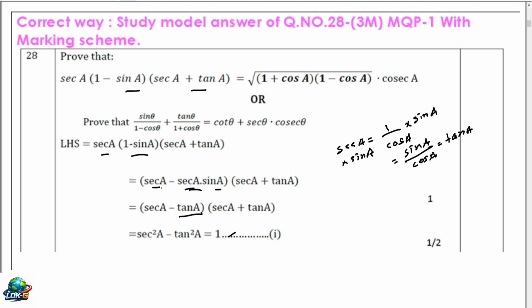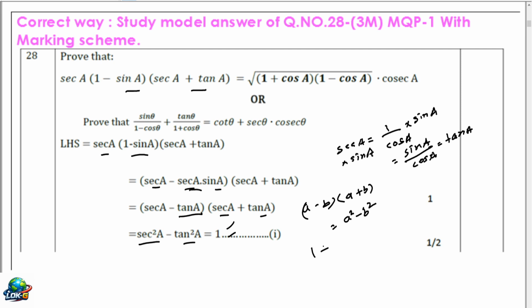Now you got the expression as (sec A minus tan A) (sec A plus tan A). Is it not in the form of (a minus b) into (a plus b)? Tell me, what is the answer? It will be a square minus b square. Therefore, it is sec square A minus tan square A. What is sec square A minus tan square A? It is 1.